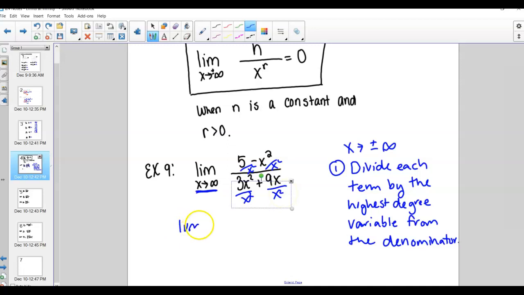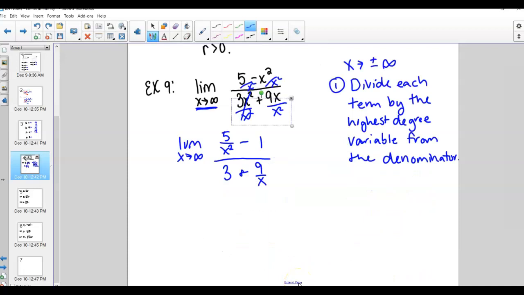And so when we do that, we get 5 over x squared minus x squared over x squared is just 1 there. And then here, 3x squared divided by x squared is just going to be 3 because the x squareds can cancel. And then for this last term, one of the x's cancels with one of the x's here, and we've got 9 over x. So, we haven't done a lot with properties of exponents. We would spend a little more time on that if we had it, but properties of limits, I should say.